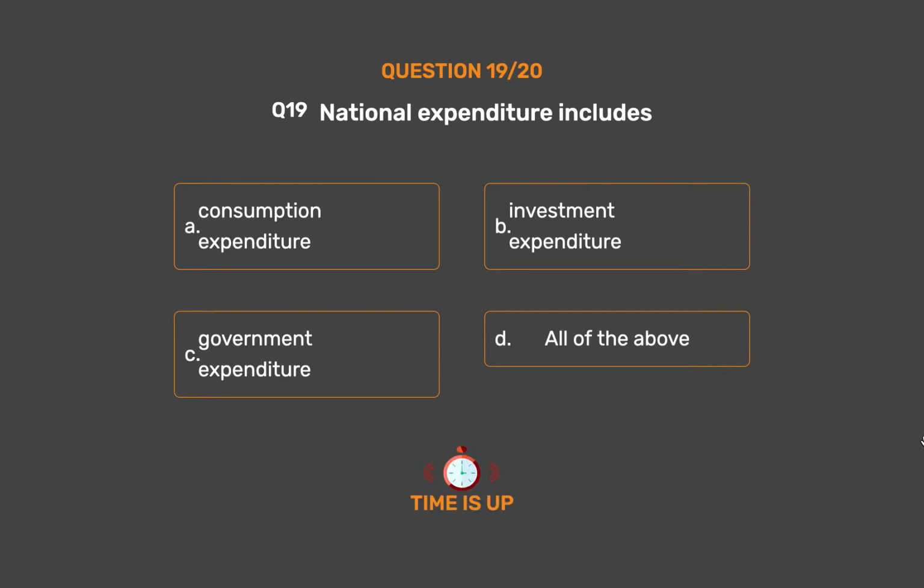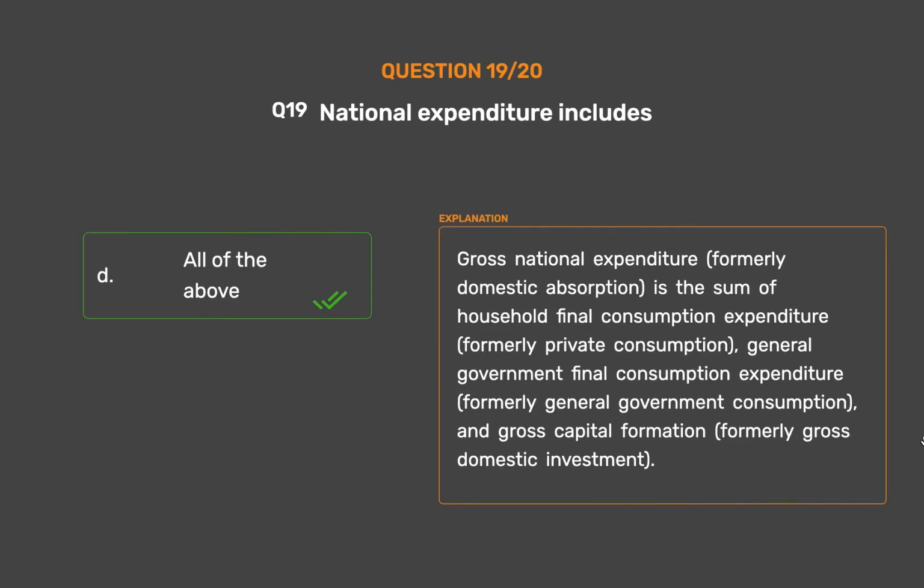The correct answer is Option D, All of the above. Gross national expenditure, formerly domestic absorption, is the sum of household final consumption expenditure, formerly private consumption, general government final consumption expenditure, formerly general government consumption, and gross capital formation, formerly gross domestic investment.